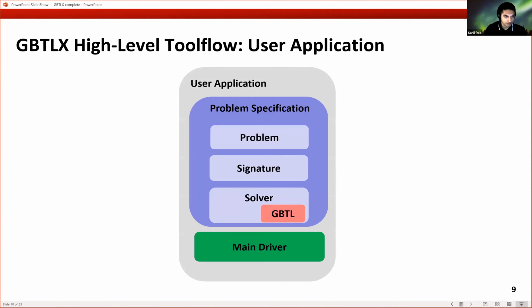So now switching back to GBTLX, this is a software system that enables developers to go from an original GBTL application to a high-performance equivalent without the need for human intervention. The high-level toolflow of GBTLX begins with the user application. And this consists of two files, the problem specification and the main driver. The problem specification will house these three classes that we see here, the problem, signature, and solver. And the main driver will actually instantiate them to execute the application.